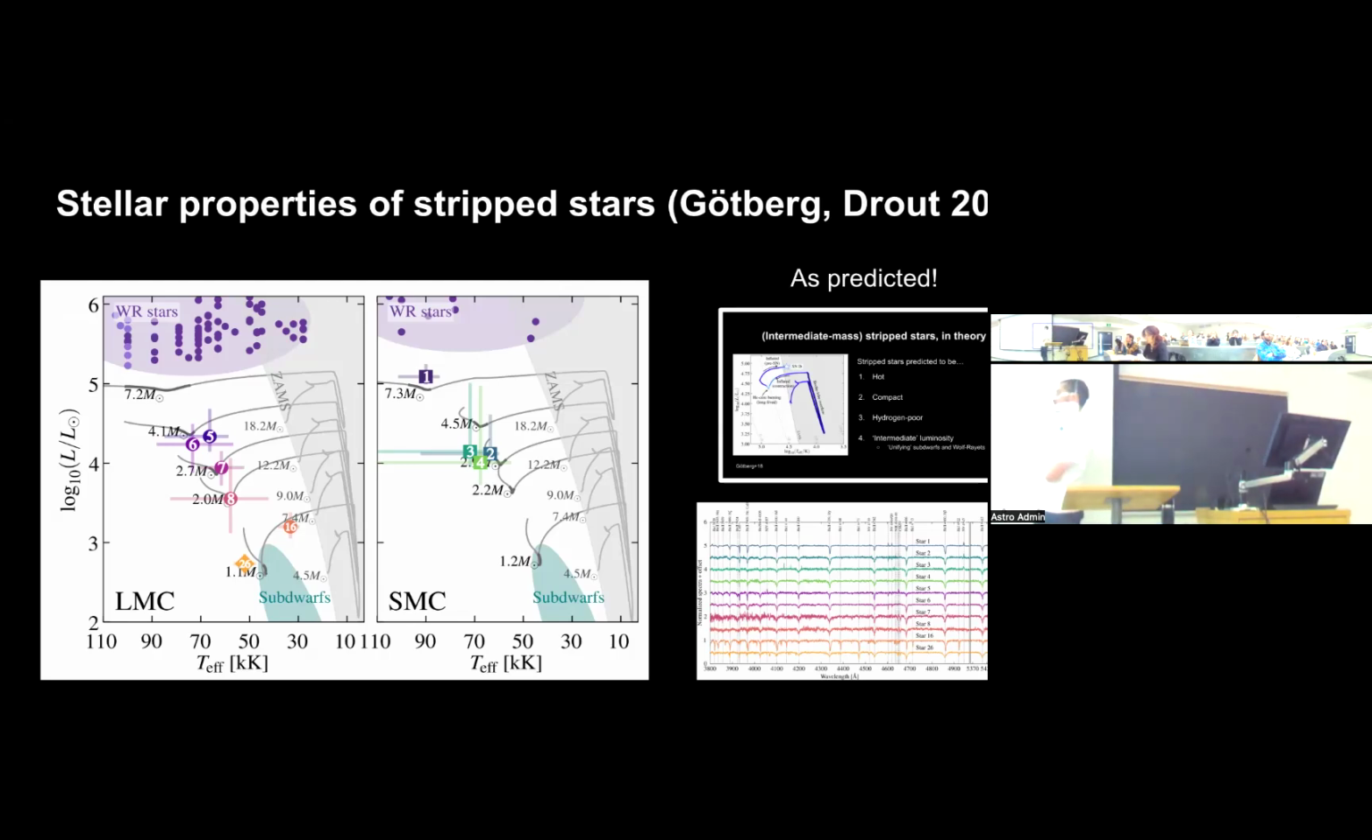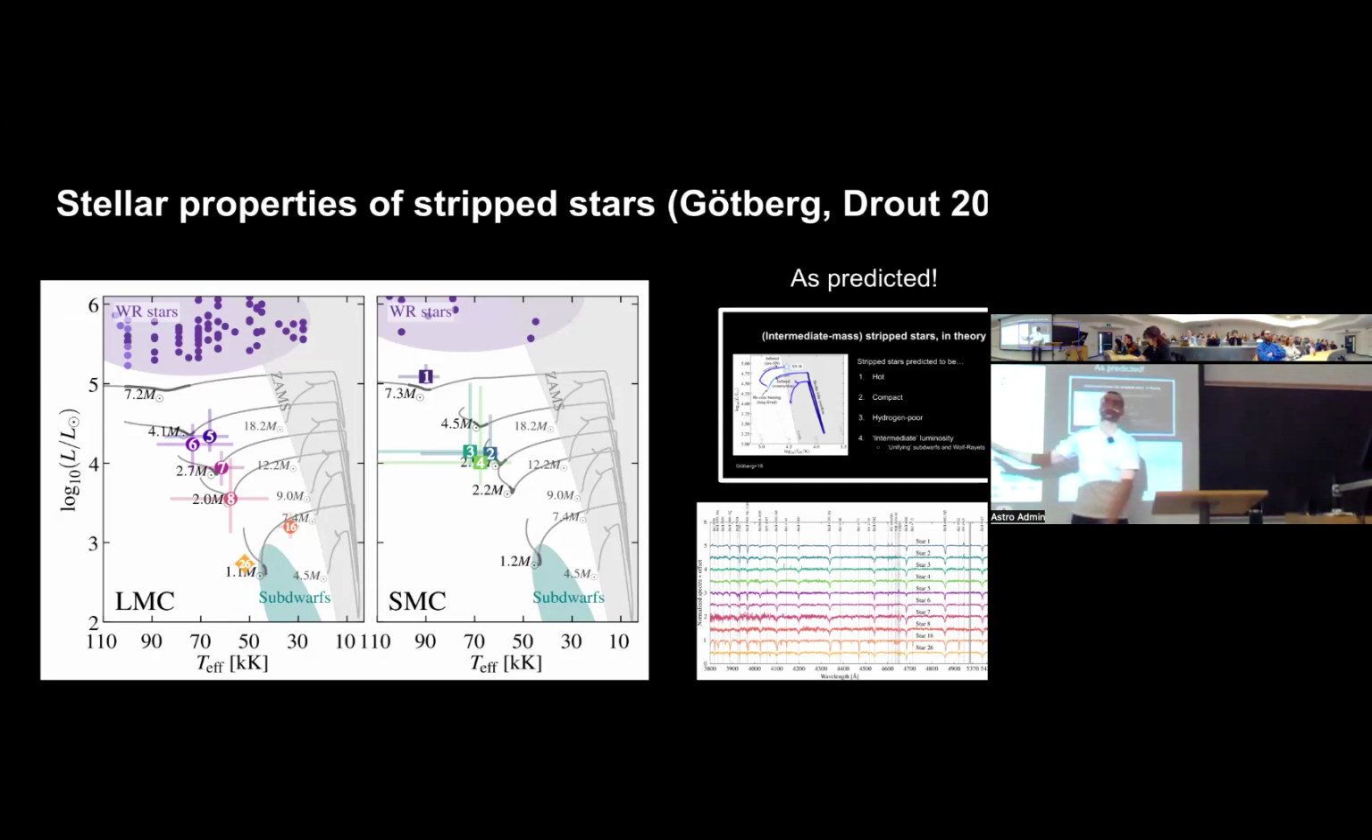So these are Hertzsprung-Russell diagrams in both clouds, and you can see the evolutionary tracks here. They're all roughly landing where we expect core helium burning to occur. Their temperatures are in between 30 and 100 kilokelvin. Their luminosities fit, and they're in between the subdwarfs and the Wolf-Rayets. So this is very much in line with theoretical expectations.